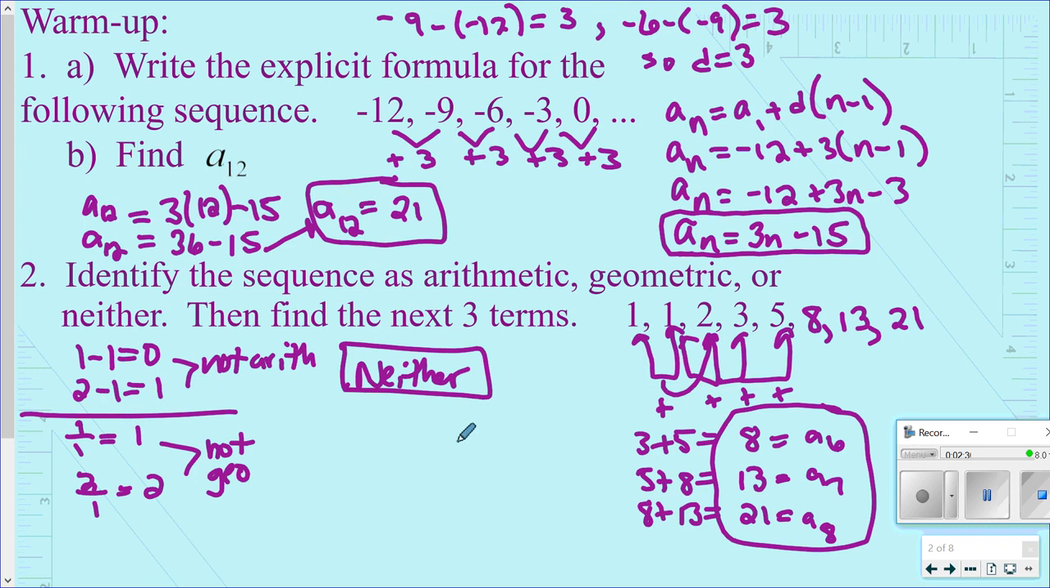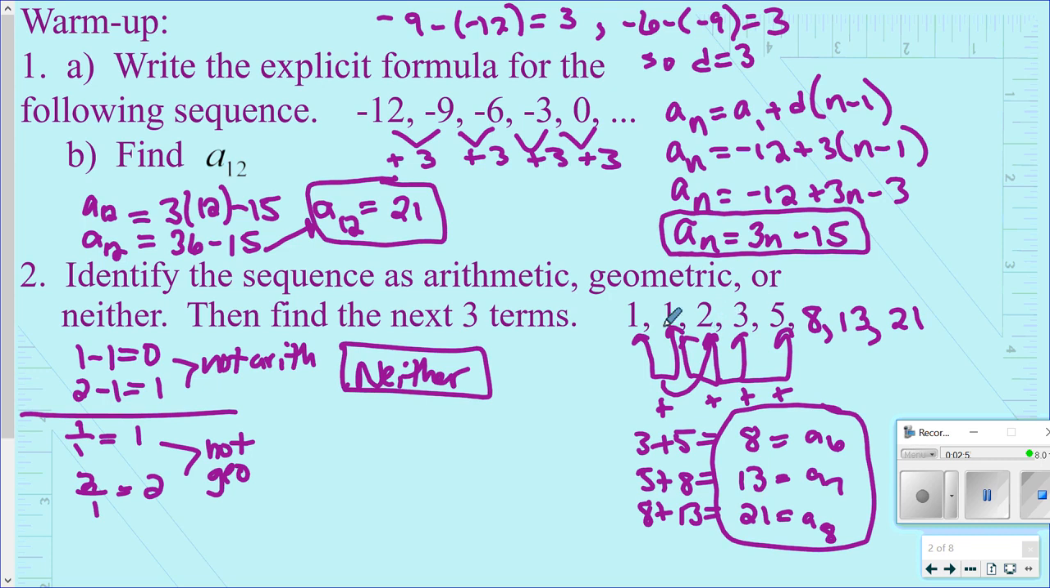Now, that doesn't mean there's not a pattern. There is. However, the pattern is just not that we're constantly adding or multiplying. So what is the pattern? Well, hopefully you looked at it and discovered the pattern. This actually is a famous sequence called the Fibonacci sequence. And the pattern with the Fibonacci sequence is that we take the first term and add it to the next term, 1 plus 1, and we do get the third term, which is 2.